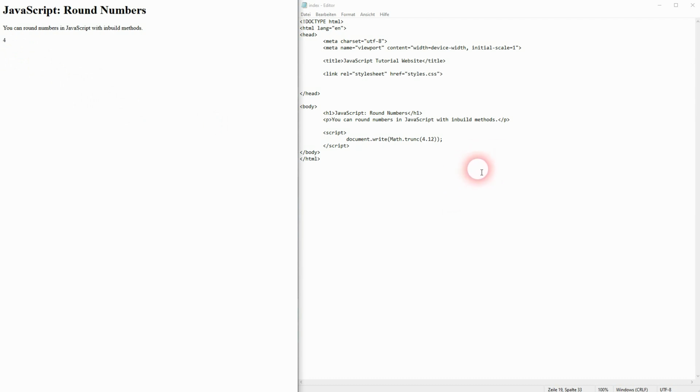To sum it up, we've got Math.round, which does the rounding as you know it from school. It rounds it to the nearest full integer, full number. Then we have Math.ceil for rounding up, Math.floor for rounding down, and trunc for only returning the integer part. And this is how you can round numbers in JavaScript.